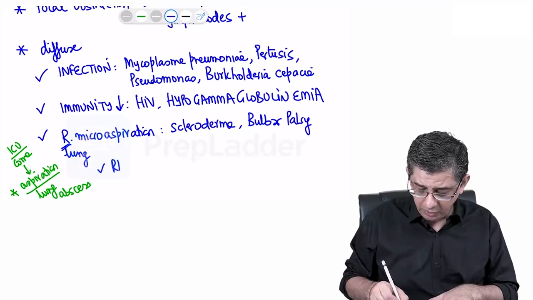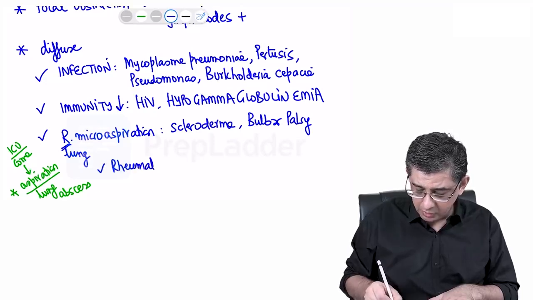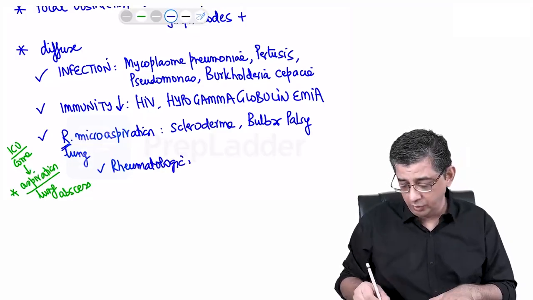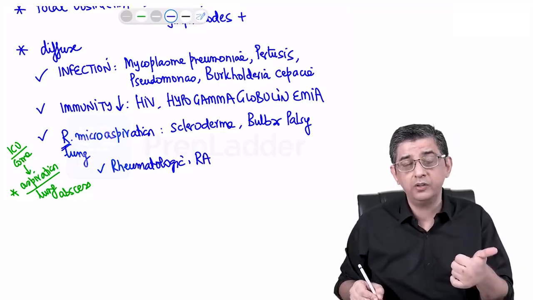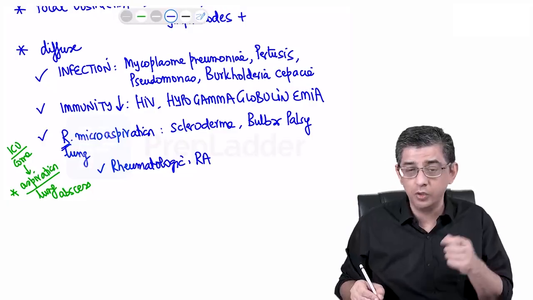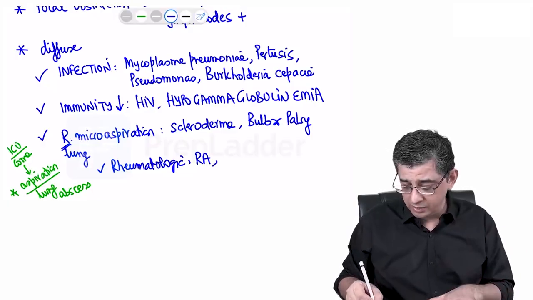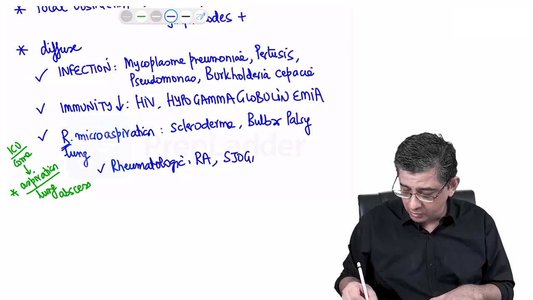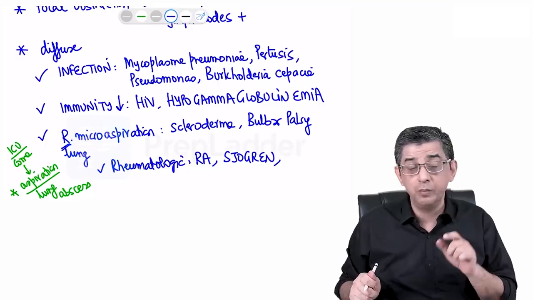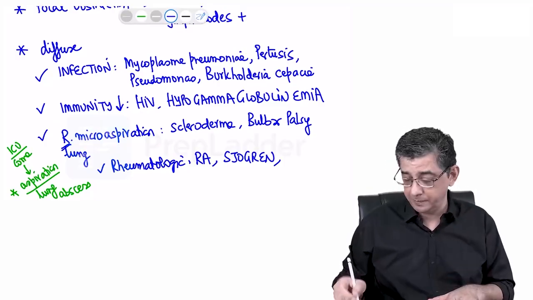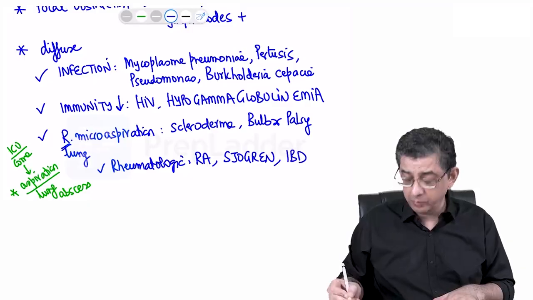Then I would like to mention rheumatological causes. When you read about rheumatological causes, you will notice rheumatoid arthritis, not rheumatic, rheumatoid arthritis, which has rheumatoid nodules, and these nodules can be present in the lungs as well. Then there could be Sjogren syndrome. So you will notice that when I do the workup of a bronchiectasis patient, I will be doing an autoimmune panel. Then there is inflammatory bowel disease.